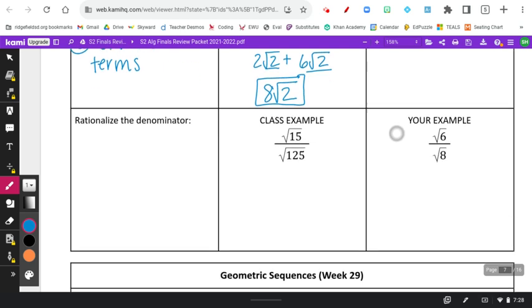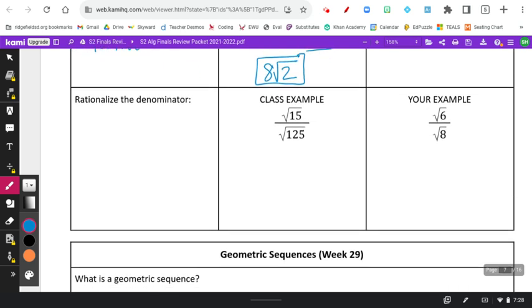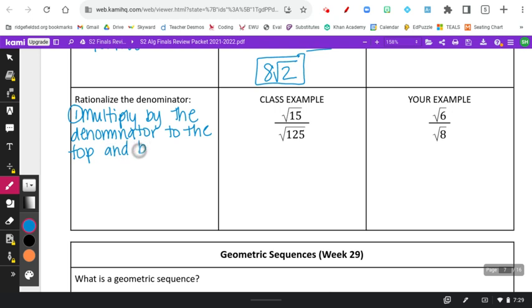Next up, rationalize the denominator. Step 1, multiply by the denominator to the top and bottom. So here, my denominator is the square root of 125, so I'm going to multiply that to the top and the bottom.